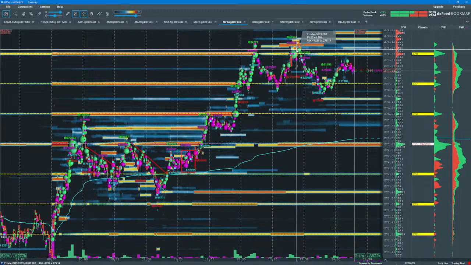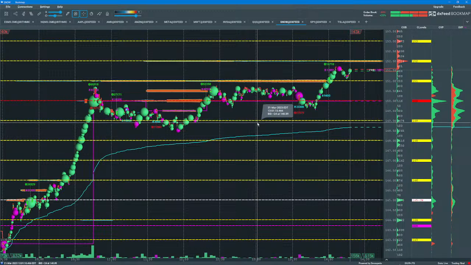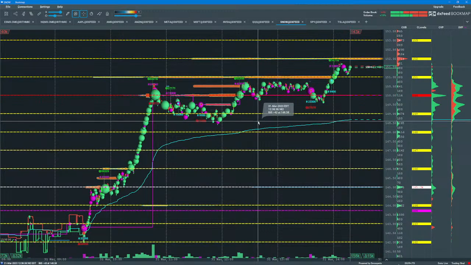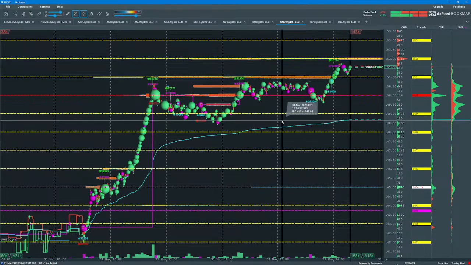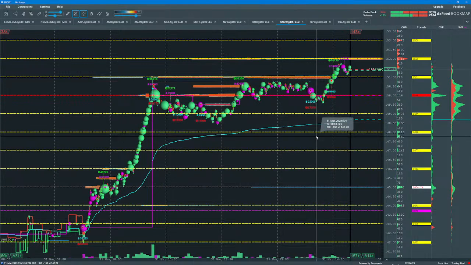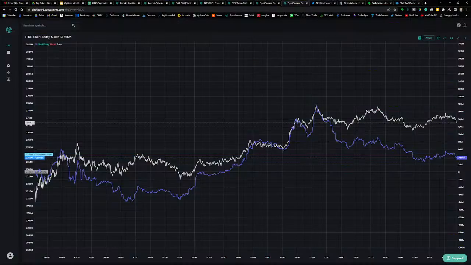All right, the next, let's take a look at Snowflake. Just like yesterday, beautiful uptrend. So for the last couple of days, Snowflake has really caught a bid higher. And Snowflake had one level increasing, the call wall, and that was also on the potential call gamma unwind list. And let's take a look at Hero for Snowflake.